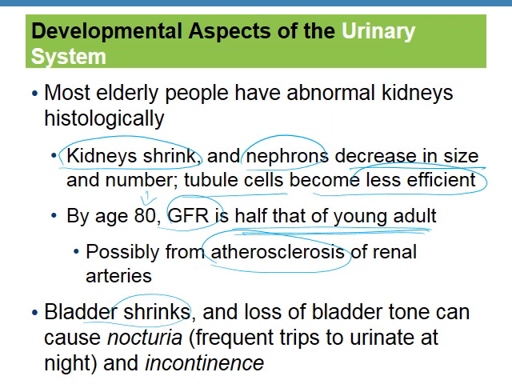The bladder can shrink. The loss of bladder tone, that detrusor muscle, can lead to frequent trips to urinate at night, or the ability to not keep the urine in the bladder and have it leak out through the urethra.